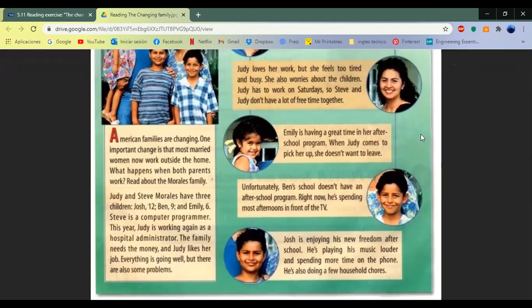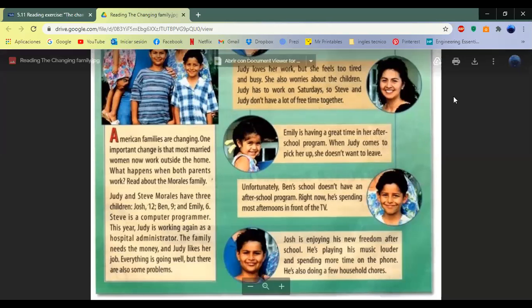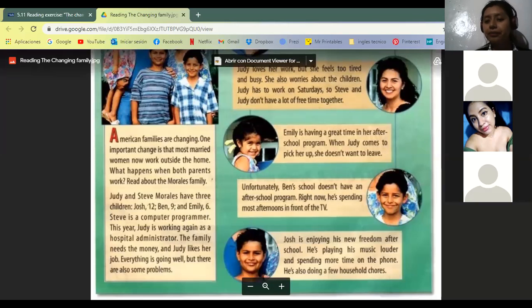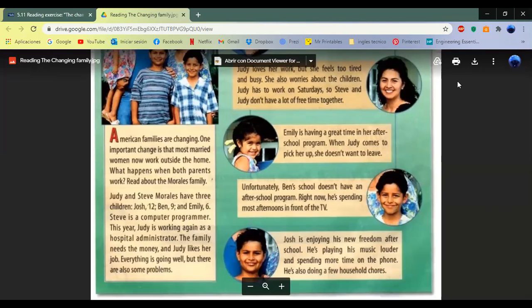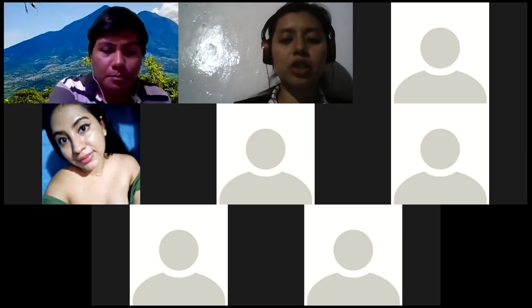Emily is having a great time in her after school program. When Judy comes to pick her up, she doesn't want to leave. Thank you, Francisco. Unfortunately, Ben's school doesn't have an after school program. Right now, he's spending most afternoons in front of the TV. Thank you. And the last part, Gerardo. Josh is enjoying his new freedom after school. He's playing his music louder and spending more time on the phone. He's also doing a few household chores. Okay, excellent. So that is the reading that we have about the changing family.